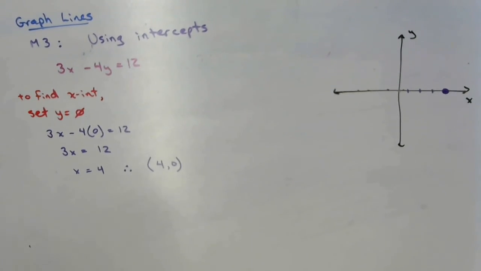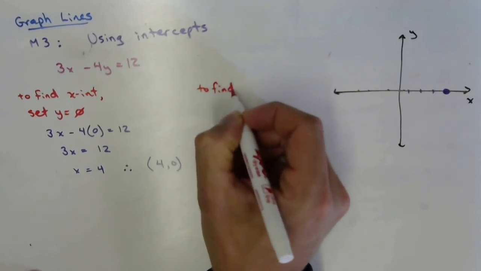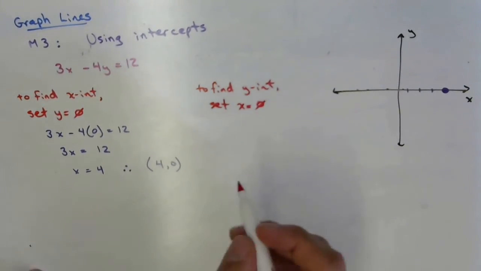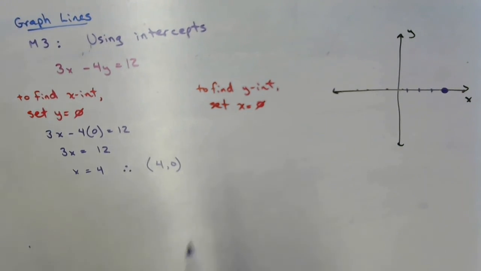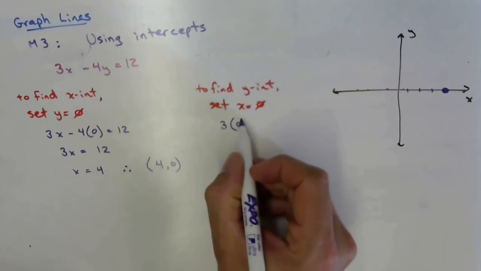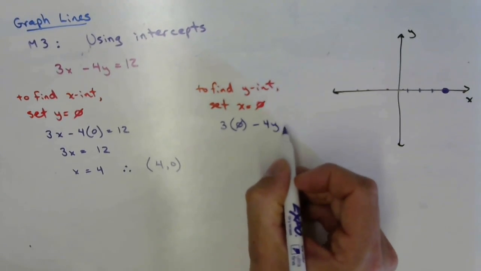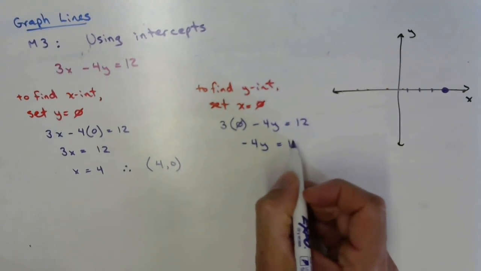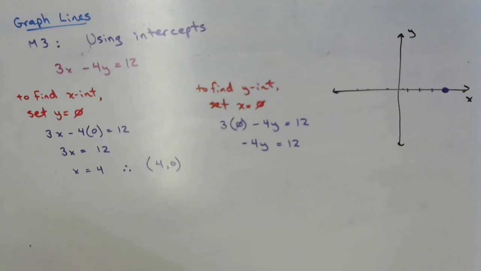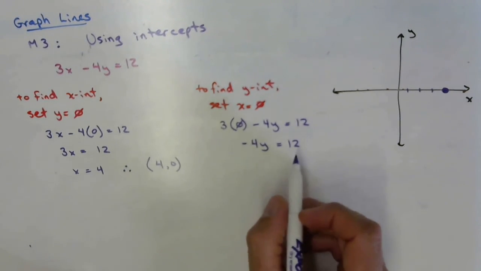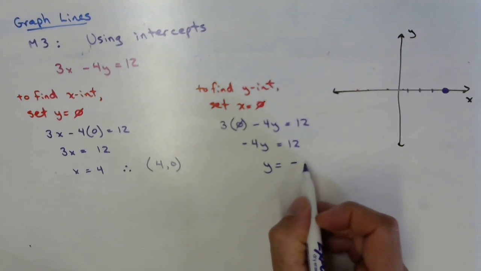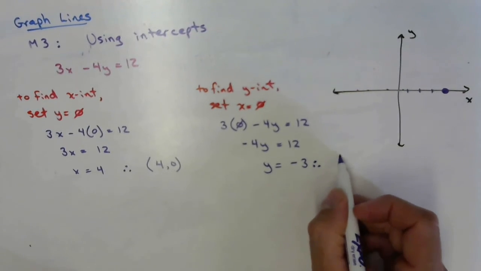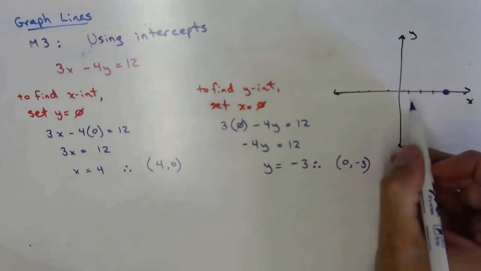Same thing for finding y. To find y int, set x equals 0. So we'll do that. I'm going to rewrite my equation. Where I have an x, I'm going to put 0. Copy it down. 3 times 0 is 0, so that's just going to leave me with negative 4y equals 12. I'm going to divide both sides by negative 4. Okay, 12 divided by 4 is 3. And because I'm dividing a positive by a negative, the result is going to be negative. So the y-intercept is negative 3. That tells me that 0, negative 3 is on the line.